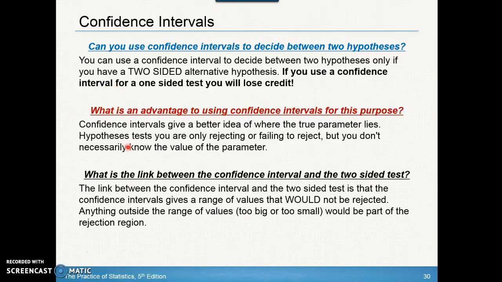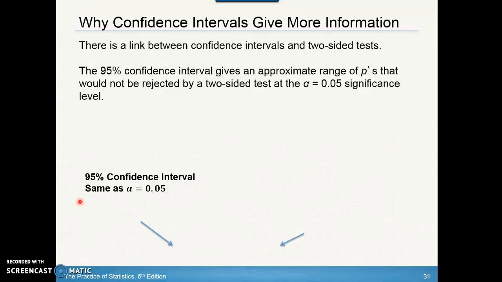What exactly is the link between a confidence interval and a two-sided test? The link is that the confidence interval gives a range of values that would not be rejected. Like I said, that middle portion of that curve is fail to reject. Anything outside that range of values, basically too big or too small, is part of your rejection region, which is the same thing as a two-sided test. Outside of that middle portion, too big, too small, okay, we're in the rejection region.